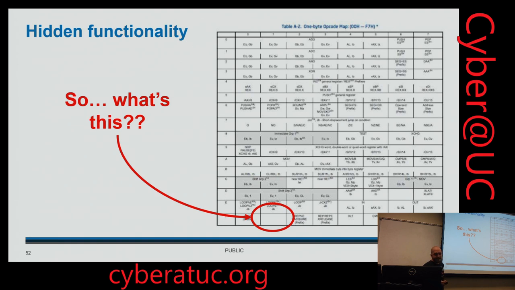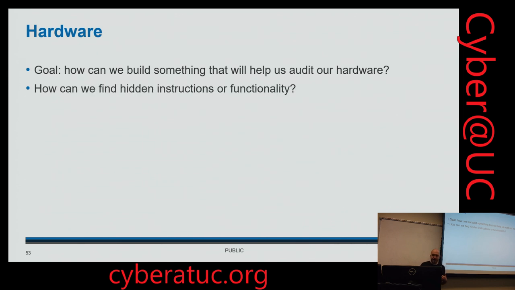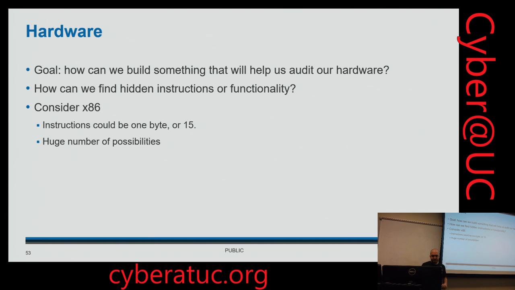But how do we find out about that? How do we figure out what is there? So our goal now: how can we build something that will help us audit hardware? How can we find these hidden instructions or functionality? Consider x86, instructions could be 1 byte or 15 bytes. That's a huge number of possibilities. If you try to blindly fuzz, that's hilariously ineffective. There are more possibilities for x86 instructions than there are atoms in the universe.